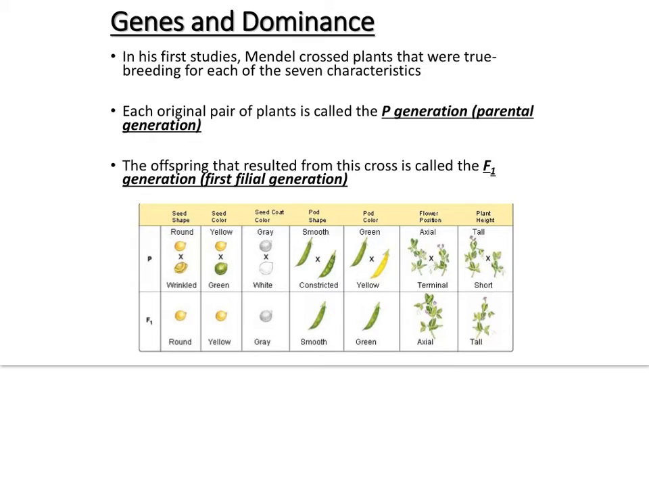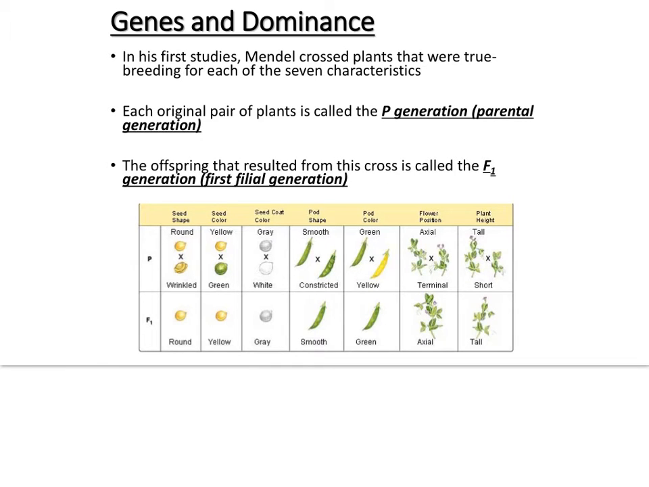So Mendel crossed plants that were true breeding for each of his 7 characteristics. The way he did this is he crossed a true breeding plant with one version of the trait with a true breeding plant that had the other version. As you can see in this chart, he crossed a round pea plant with a wrinkled pea plant, yellow seeds with green seeds, a gray seed coat with a white seed coat, and so on and so forth.